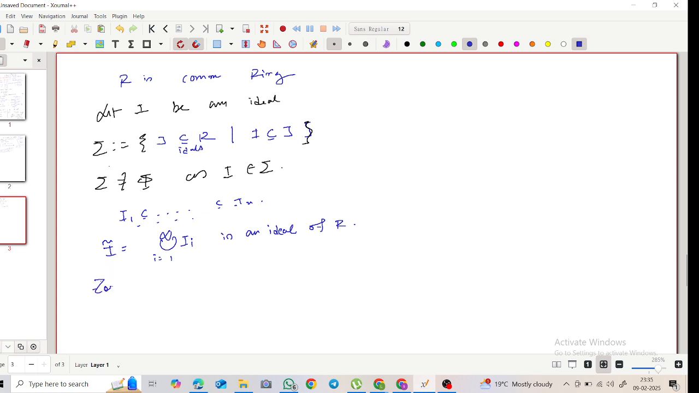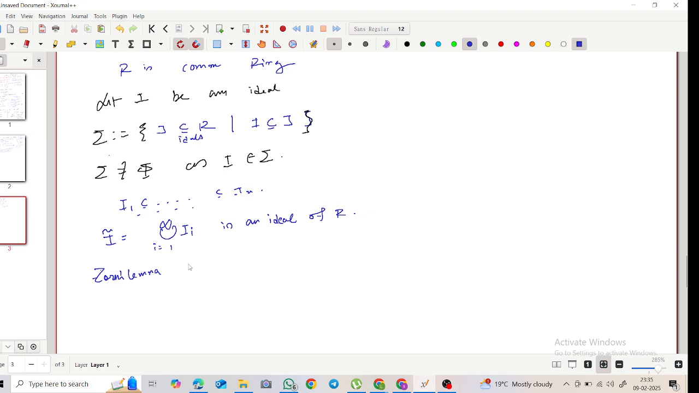Thus by Zorn's lemma, see, I am writing it out this way because this is a standard theorem. You will find the proof everywhere, in every book. So I am just giving you the sketch. So by Zorn's lemma, sigma has a maximal element, say M.